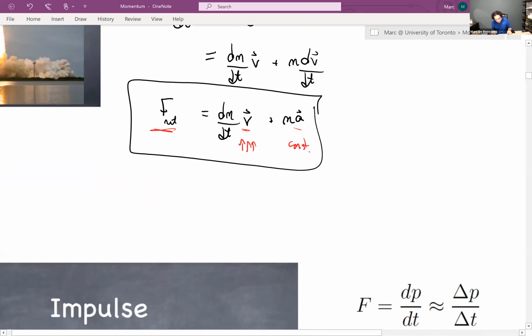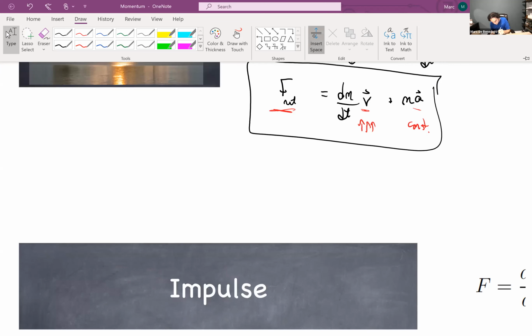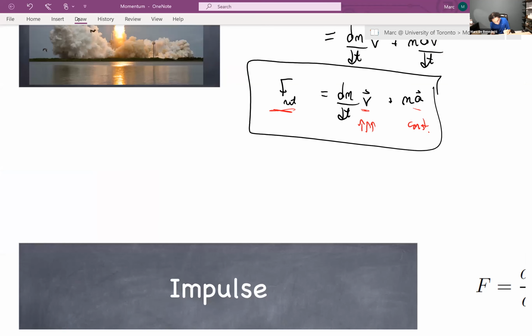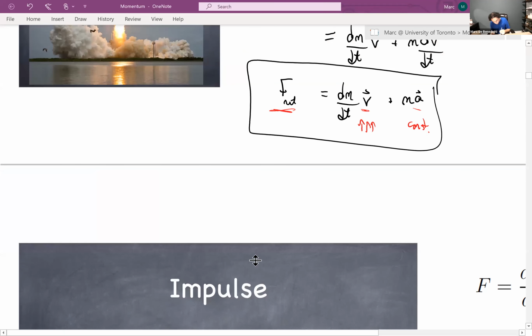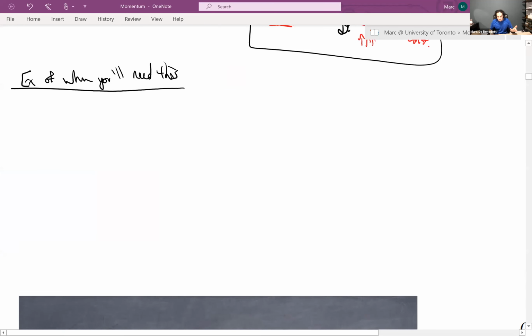Okay, if you've taken high school physics, then you might remember right at the end of the semester, you will have studied a unit called modern physics. So I'm going to say examples of when you'll need this. In modern physics, in grade 12, you learn about the theory of special relativity.